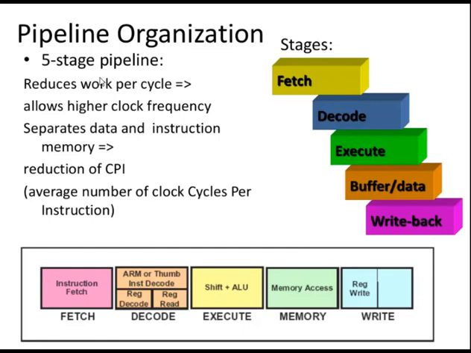What are the advantages of this 5-stage pipeline? It reduces work per cycle. As more stages are included, the total work per stage is reduced. Then it separates data and instruction memory. We have a bifurcation of both, and a reduction of CPI, clocks per instruction. The average number of clocks per instruction is reduced.